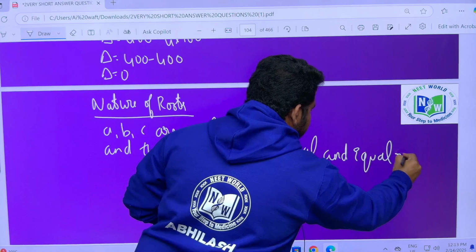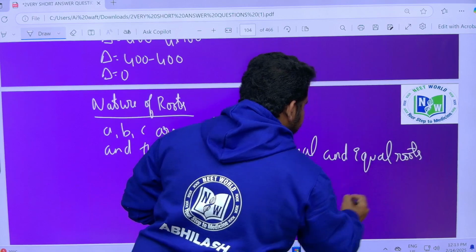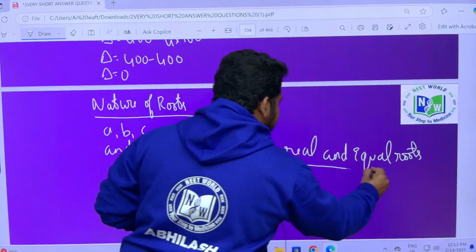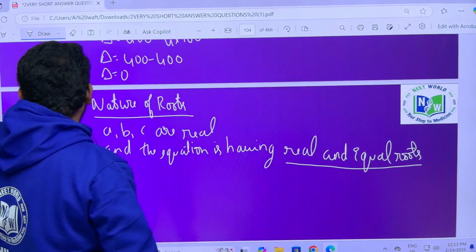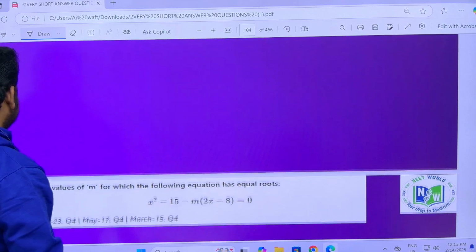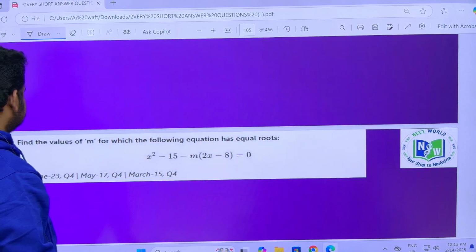I told you equal roots, which is equal to minus b by 2a. That you need not write. It is having real and equal roots. That's it. That's all the question is asking. Nature of the roots. Next question, friends.